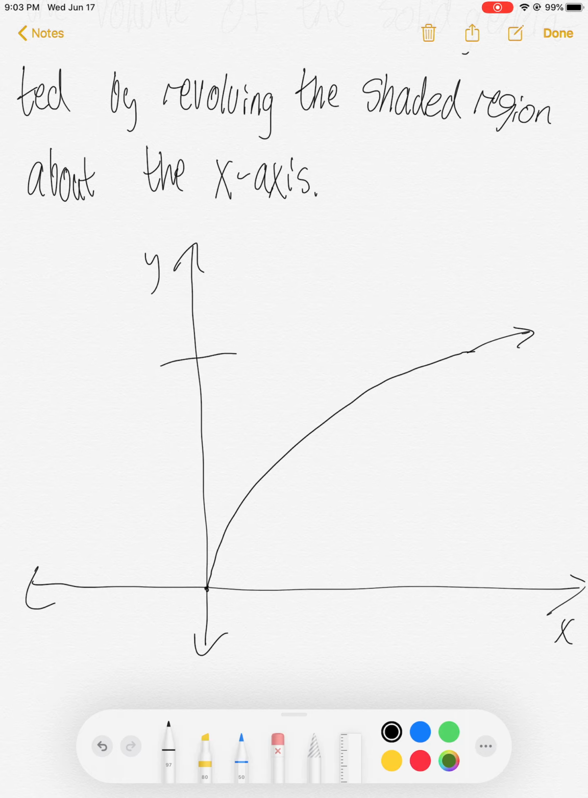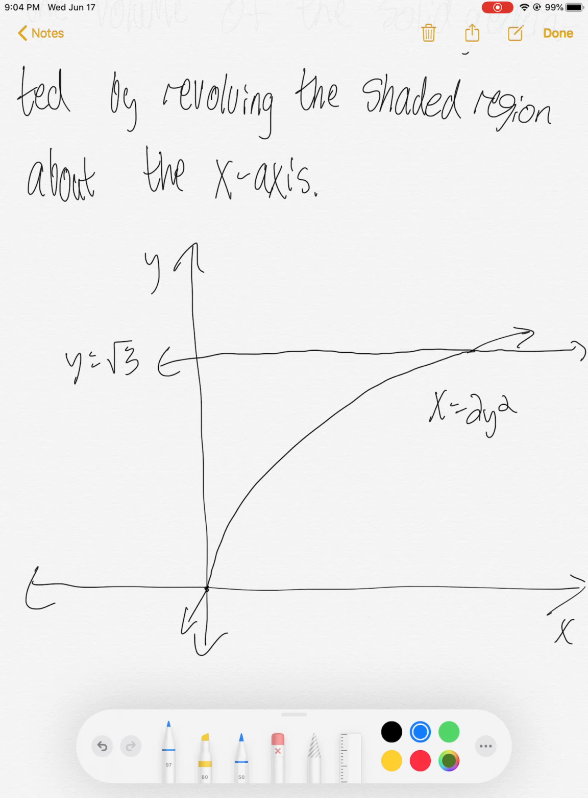And we also are bounded by this line here. Okay, so here we have the line, this is the line y equals root 3. That's this horizontal line. This curve here is x equals 2y squared. Okay, and so the region which we're going to rotate, or excuse me, revolve, is this blue region here.